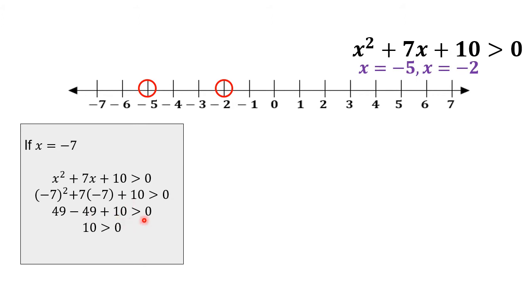Plus 10, is it greater than 0? So, 49 minus 49, that is 0. So, 0 plus 10, is it greater than 0? So, 0 plus 10, that is equal to 10. And 10 is greater than 0. So, it is a true statement.